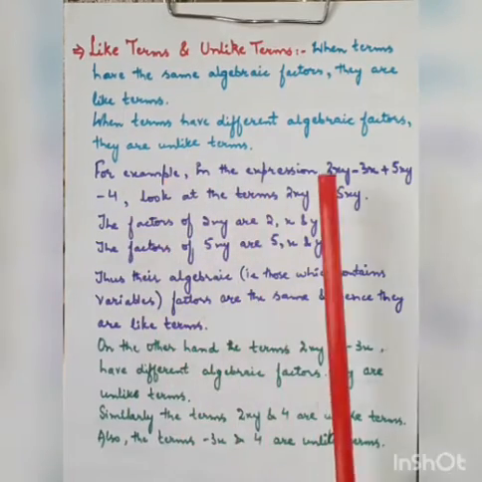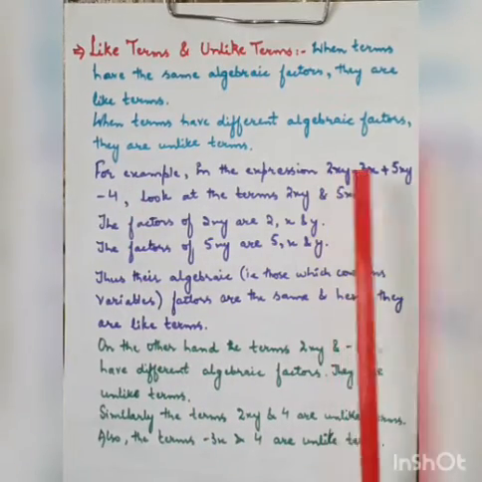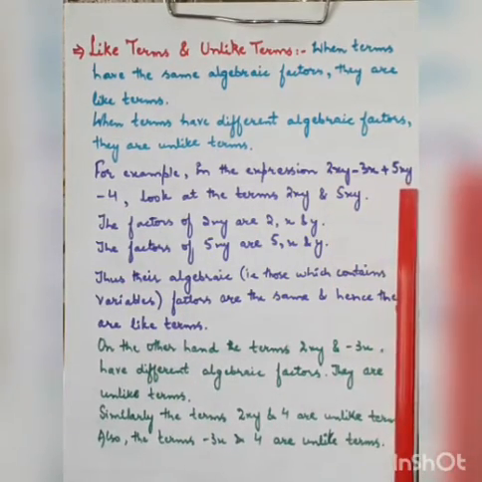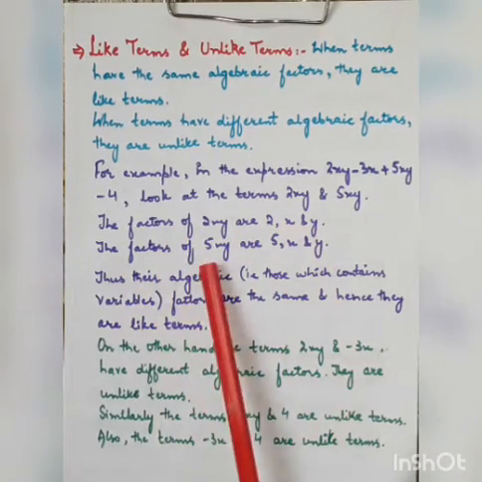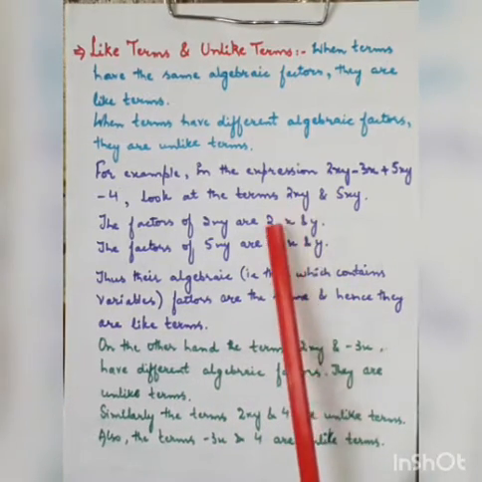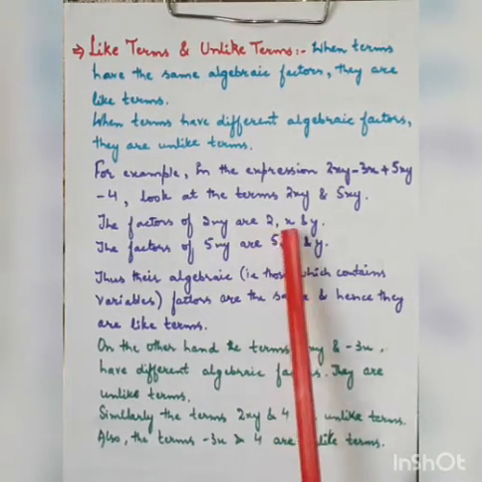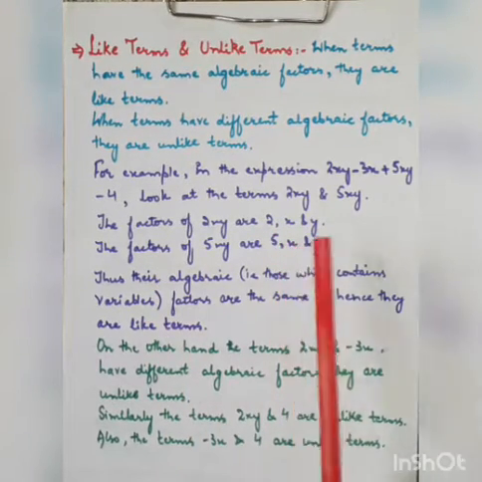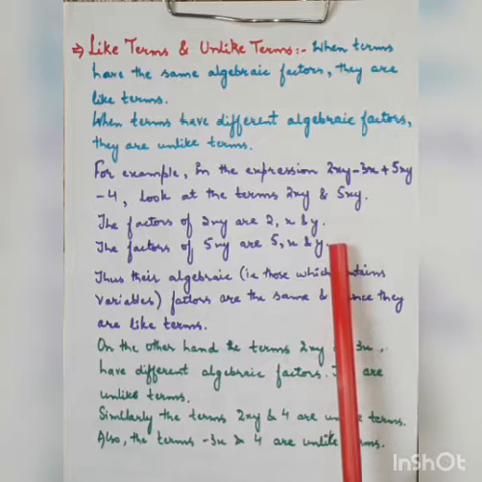For example, in the expression 2xy minus 3x plus 5xy minus 4. Now, look at the terms 2xy and 5xy. The factors of 2xy are 2x and y. The factors of 5xy are 5x and y. So, thus the algebraic expressions, यहाँ पे जो ये जो टर्म है 2xy, इसके फैक्टर्स में 2x and y है, but algebraic factors है x and y, and here in this also algebraic factors are x and y. So we can say that the algebraic factors of both these terms are same.